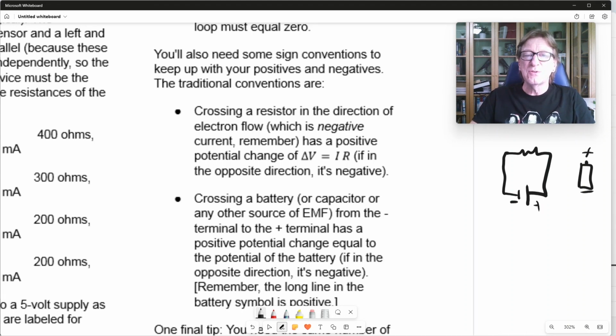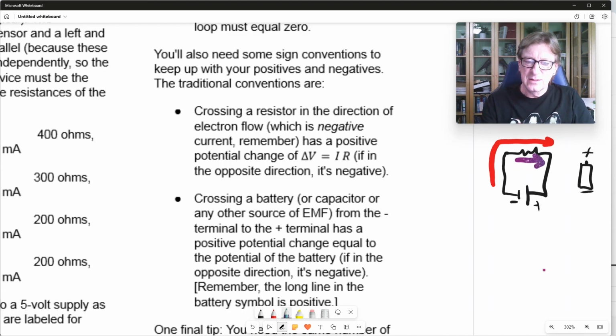Okay, so if we cross a resistor in the direction of electron flow, then it has a positive potential change. So ask yourself, what direction are the electrons moving around this circuit? Are they going clockwise or counterclockwise? Pause the video and think about it, because this is a key part. All right, well, the electrons are going to be repelled from the negative end of the battery. That means that this direction must be our positive direction. That's the direction that the electrons are going. So if I cross my resistor in this direction, then I'm going to get a positive potential change.